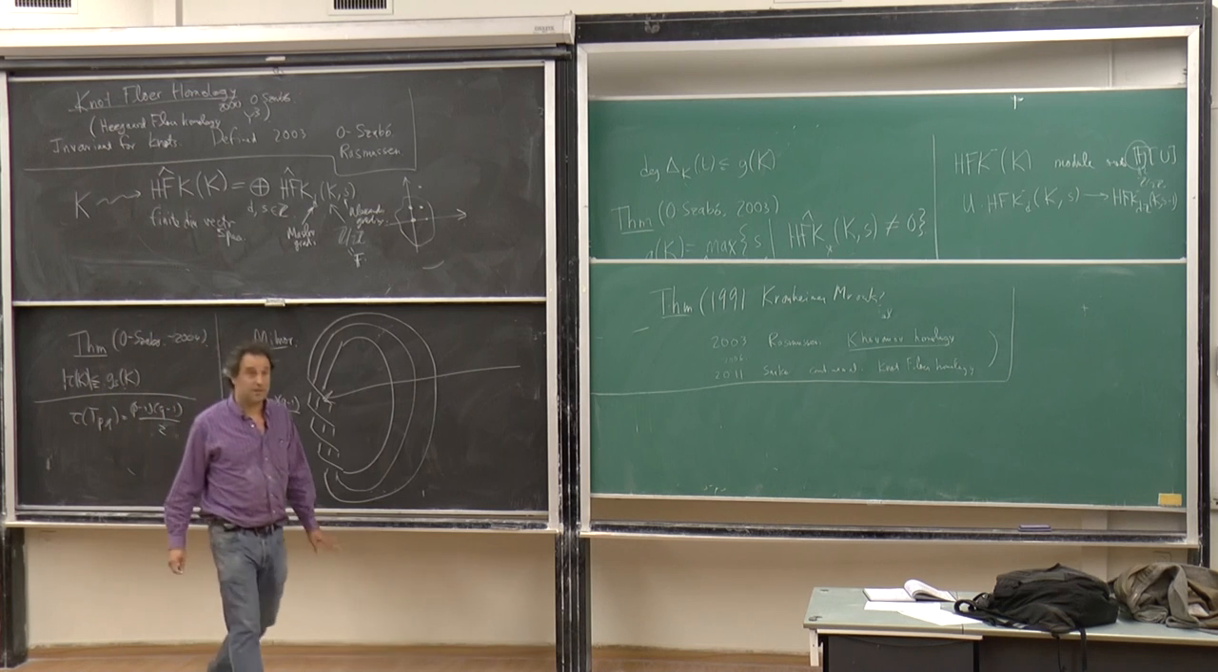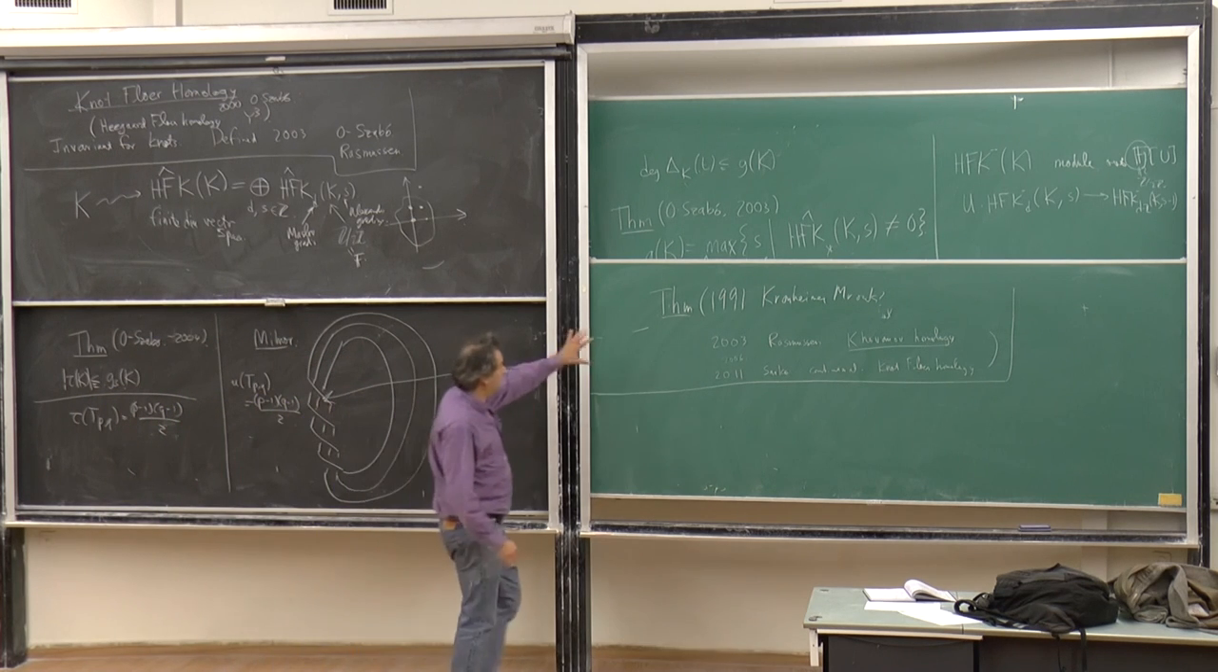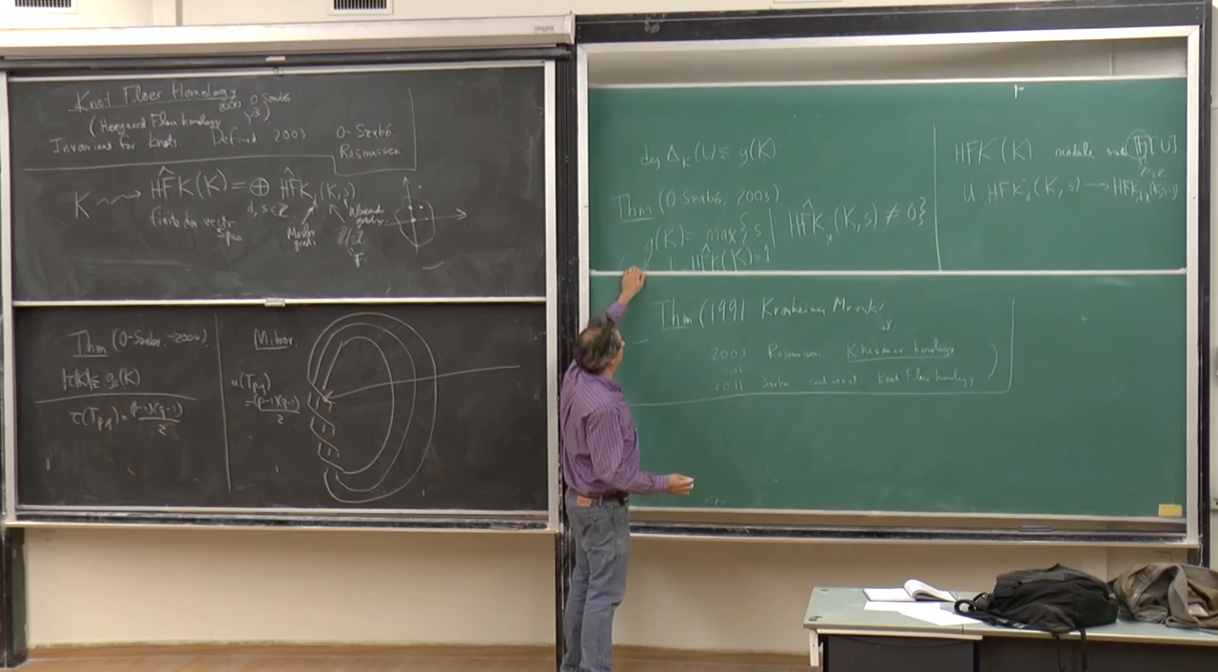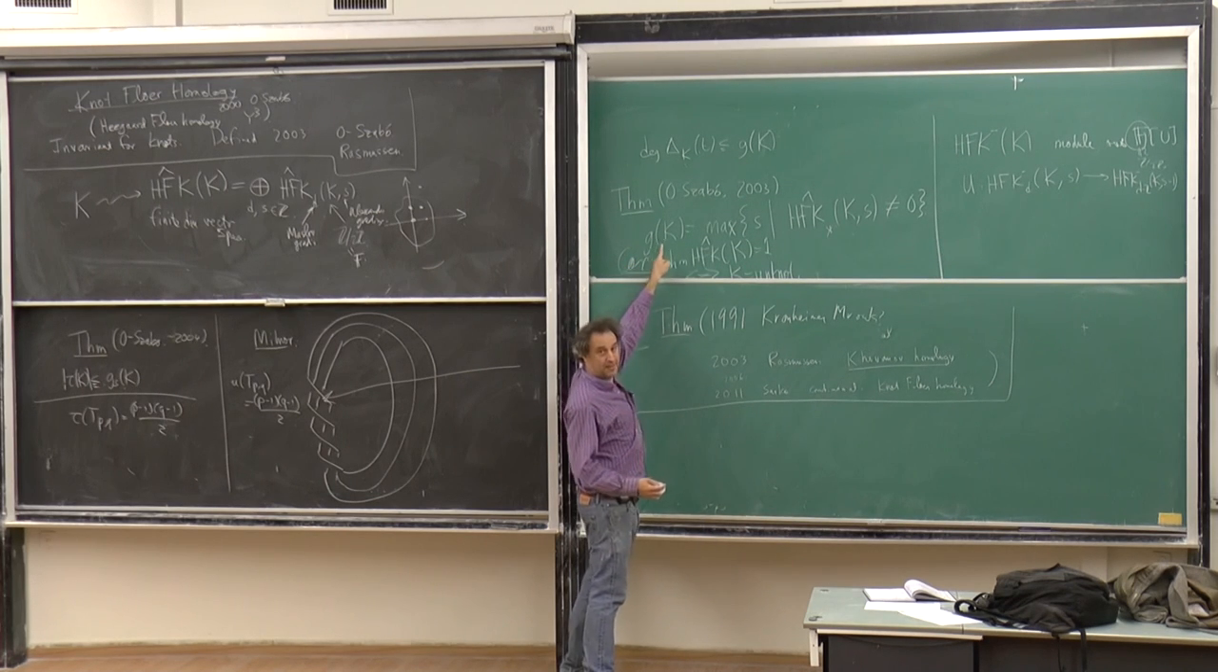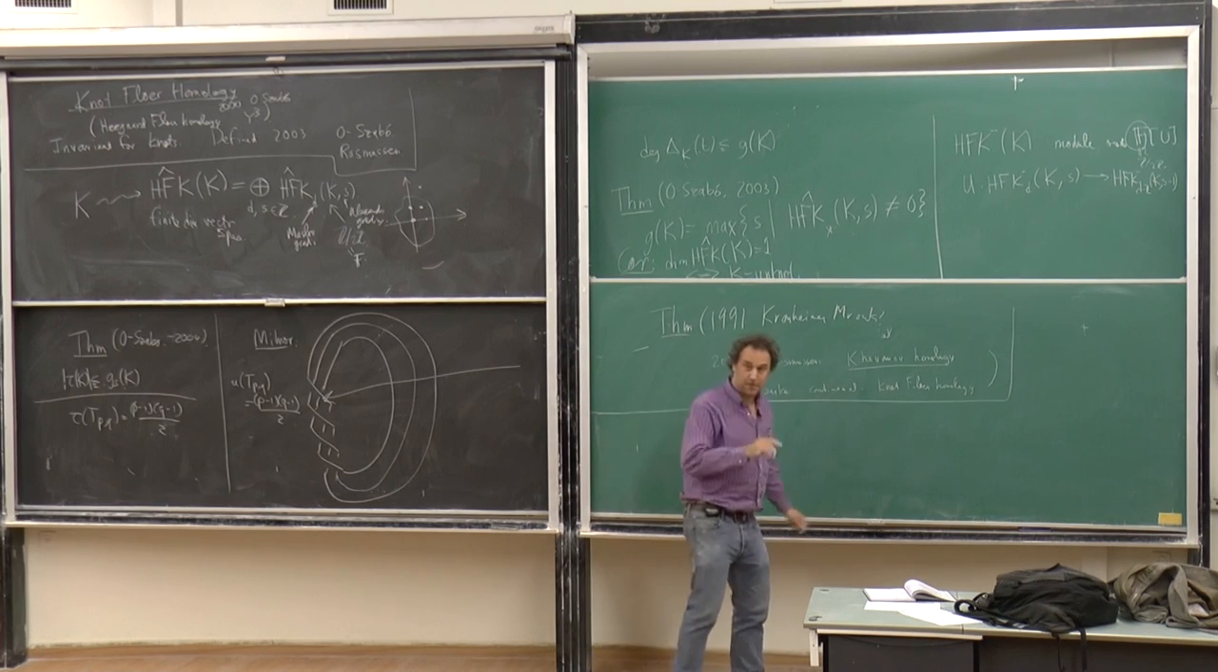So there's no combinatorial proof of this theorem itself. There's a combinatorial proof of one theorem, but there's no combinatorial proof of that theorem. Okay.